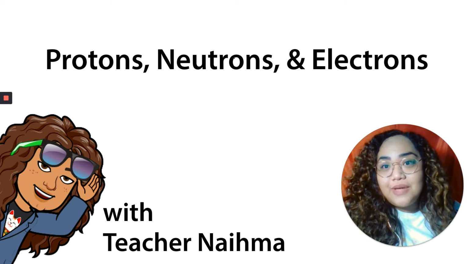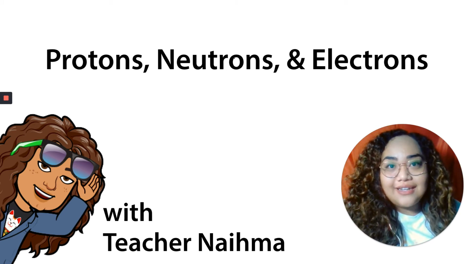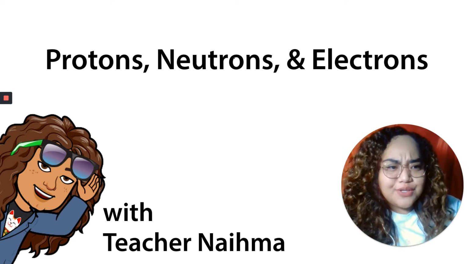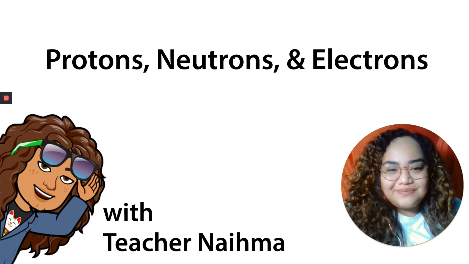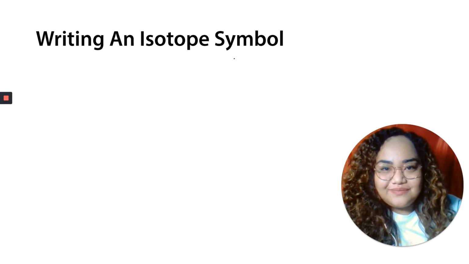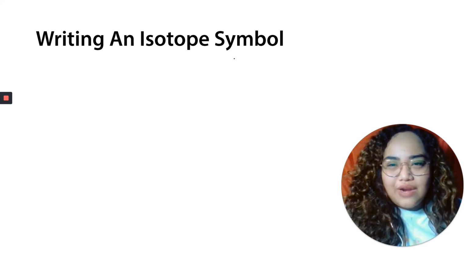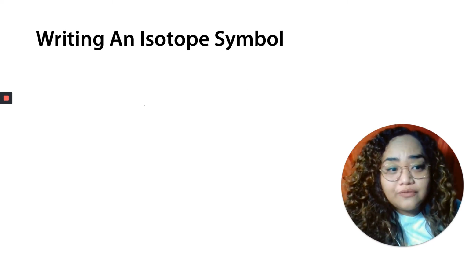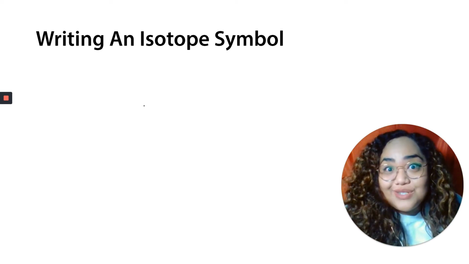Today we'll be talking about the calculation of protons, neutrons, and electrons. So without further ado, I think we've got to start. Let's go over writing an isotope symbol. I hope you learned this in our previous lesson, but if you don't remember, we'll just review.